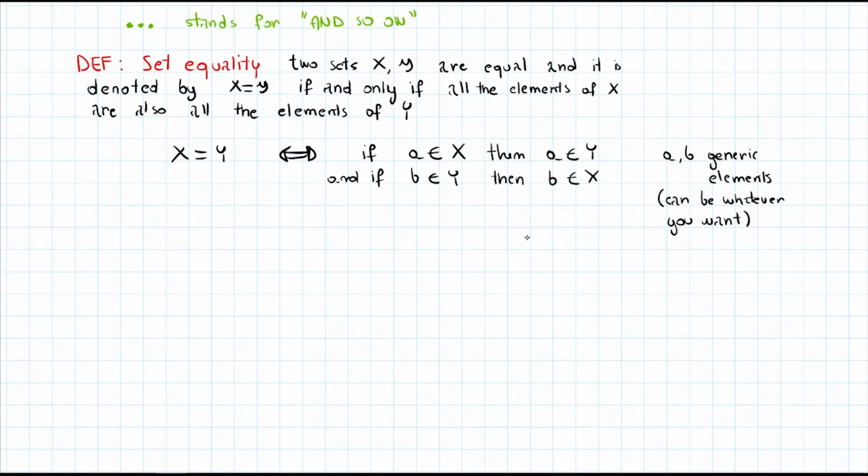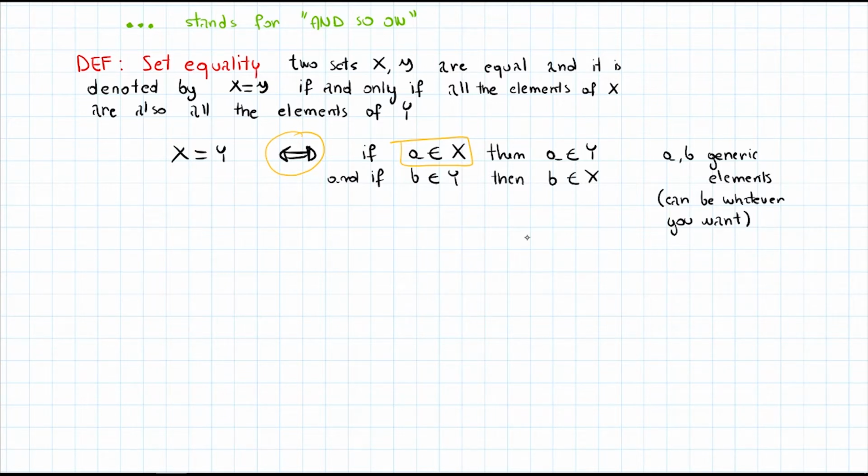The first definition that we have is the one of set equality, and we say that two sets X and Y are equal if and only if all the elements of X are also all the elements of Y. In a more precise and formal way, we can write that X is equal to Y if and only if, which is represented by this double arrow, whenever a generic element a belongs to X, then this generic element a also belongs to Y.